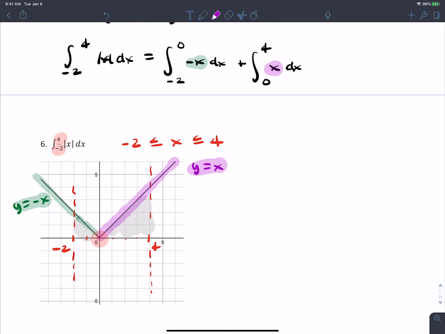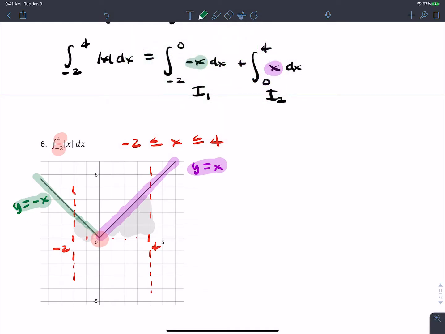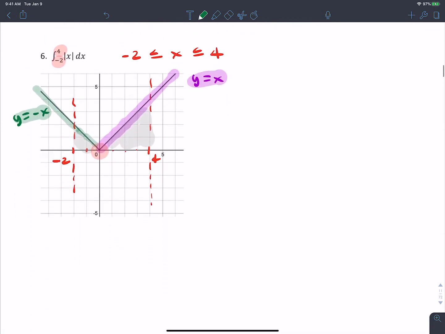So this gives you, maybe you want to think of it as, my first integral and my second integral. Is that right? So the first integral is going to be in green. Let's write down that green integral, here's I1. What's your first integral again? I1 is going to be from -2 to 0 of -x dx.